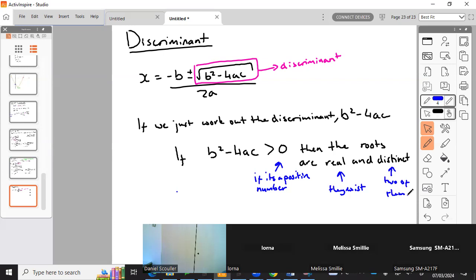Not every parabola has to go through the x-axis. Some can sit above it, some can sit below it. Okay, they don't always have to go through the x-axis. So a parabola doesn't always have roots, essentially. So sometimes they'll ask you questions and say, does such and such have roots? Then all you need to do is work out the discriminant. B squared minus 4ac is the discriminant. If it's greater than 0, if it's a positive number, then the roots are real and distinct. The roots exist, and there's two of them.